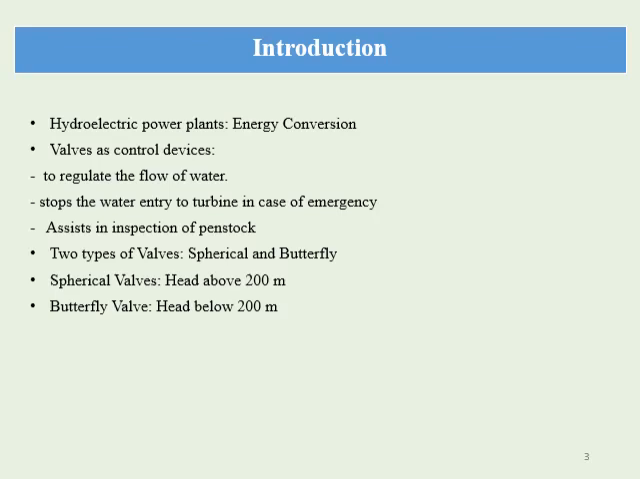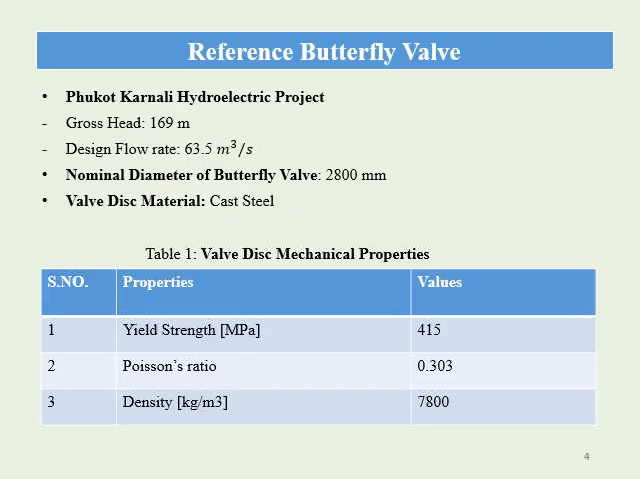There are two classifications of valves: the spherical valve and the butterfly valve. The spherical valve is employed for hydroelectric power plants running on heads above 200 meters, and the butterfly valve is used for heads below 200 meters. In this presentation, we are concerned with heads below 200 meters, so we are using the butterfly valve.